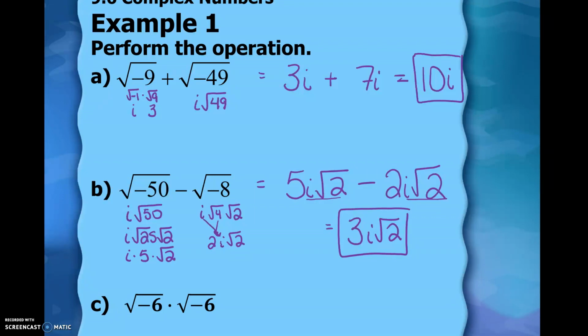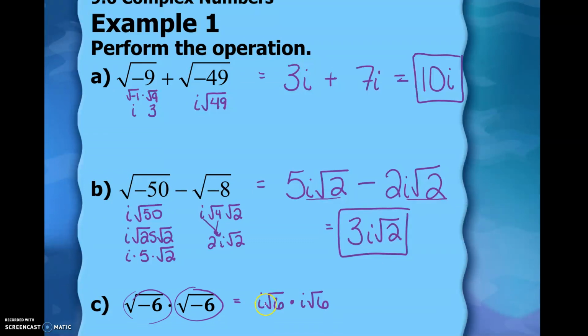Okay, we've got square root of -6 times the square root of -6. The square root of -6, because there's a negative, you know there's an I, so it is I times the square root of 6. Can we split up the square root of 6 at all? No. There's no perfect squares smaller than 6 that would help us. So we've got I square root of 6 times I square root of 6. Both of these are I square root of 6.